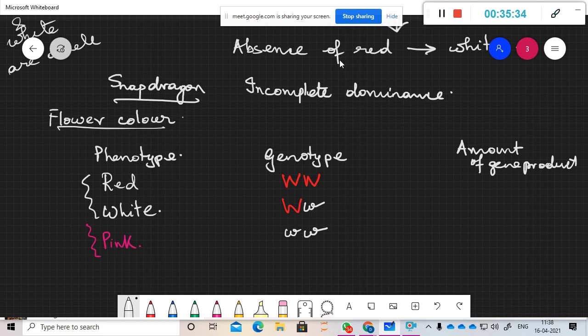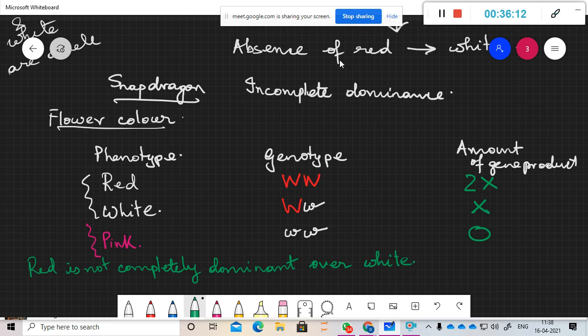so the amount of gene product, so you have two of this, so the amount of gene product is 2x, this is 1x, and there is no red colored gene product. So it is not completely just a mixture. The red is not completely dominant over white. Thus pink color is formed. This phenomenon is known as incomplete dominance.